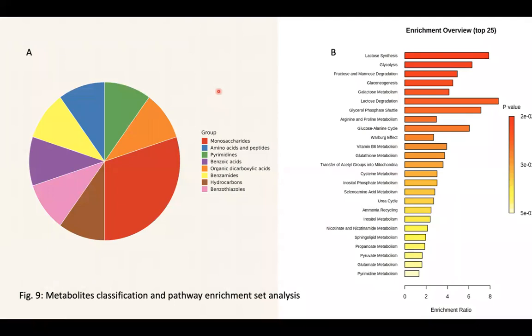This is a metabolite classification and pathway enrichment analysis showing that the major groups of metabolites excreted by this isolate fall into monosaccharides, amino acids and peptides, pyrimidines, and benzoic acid. Majorly they are associated with lactose synthesis, glycolysis, fructose and mannose degradation, and gluconeogenesis, and these are some of the important metabolic pathways that the metabolites are associated with.